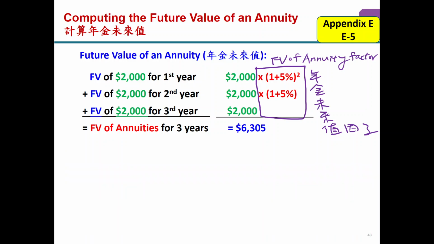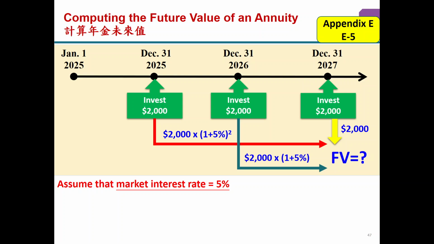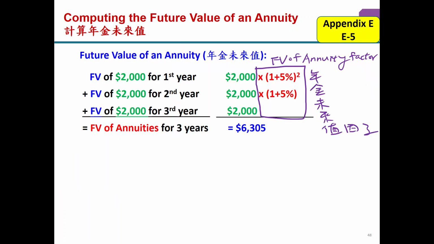So go back to here. Based on today, today is January 1st, 2025. N means after 1, 2, 3. So N is 3. What's I? Market interest rate, okay? N means annuity, so 3 times. If you want to calculate by yourself, you have to calculate 1, 2, 3, 3 times, okay? What's I? Market interest rate.